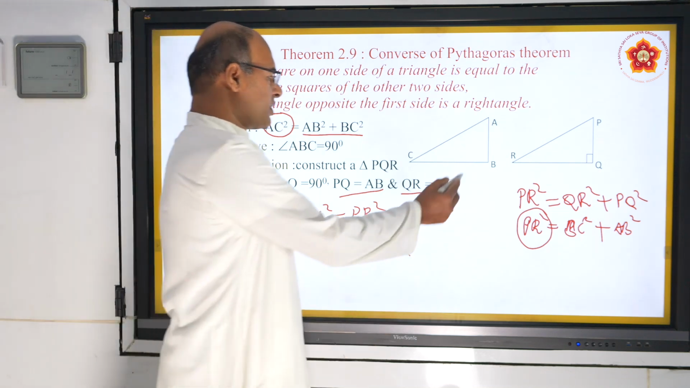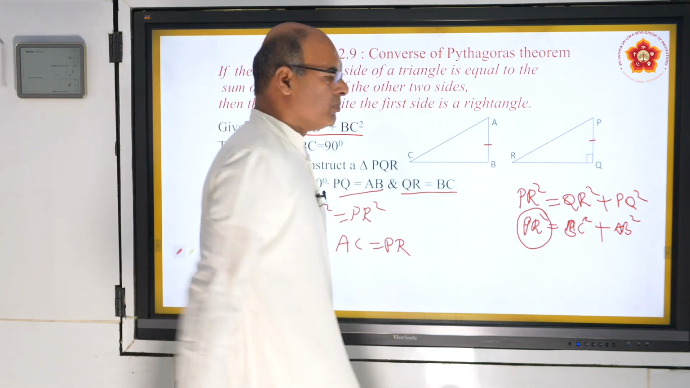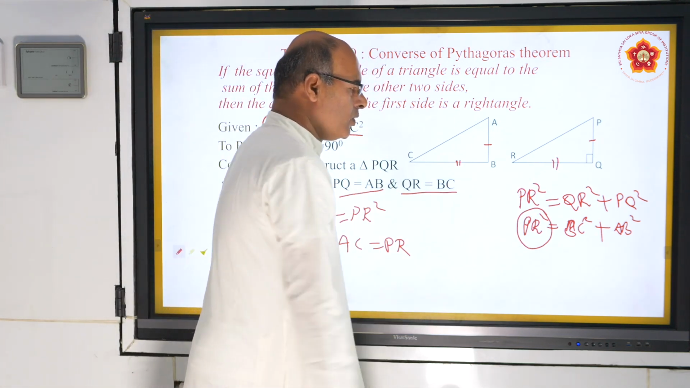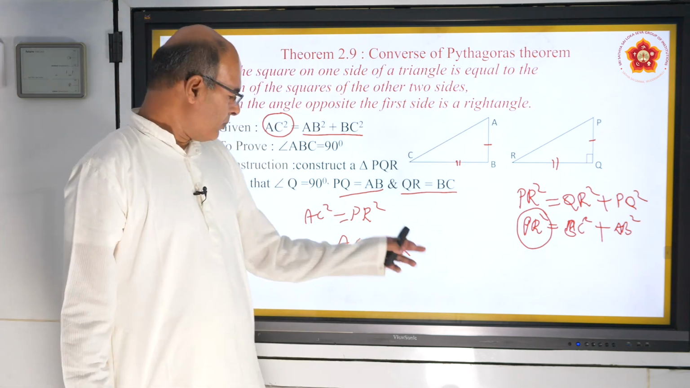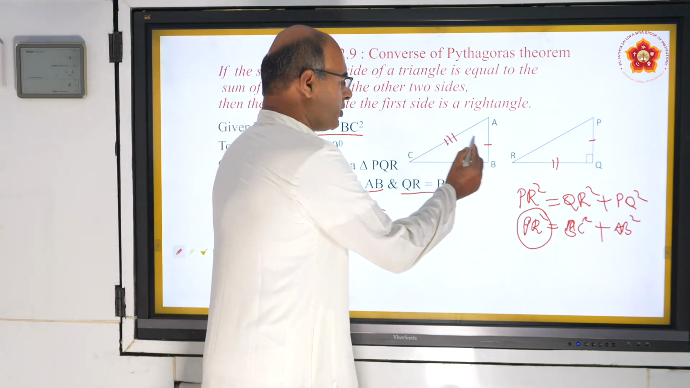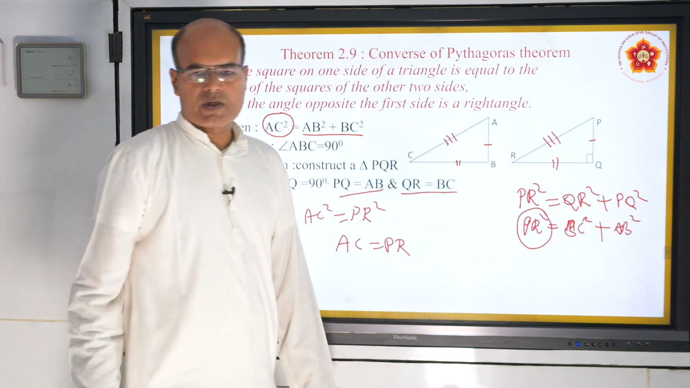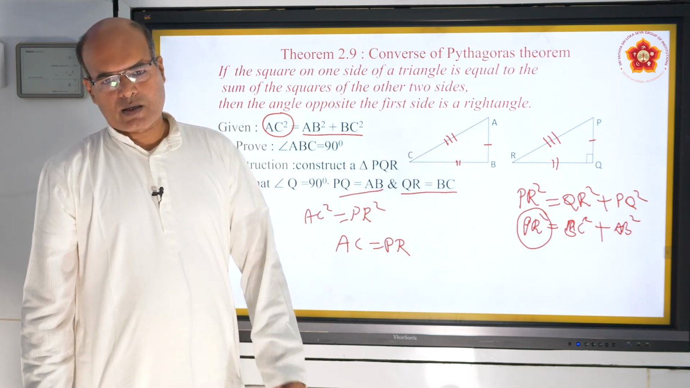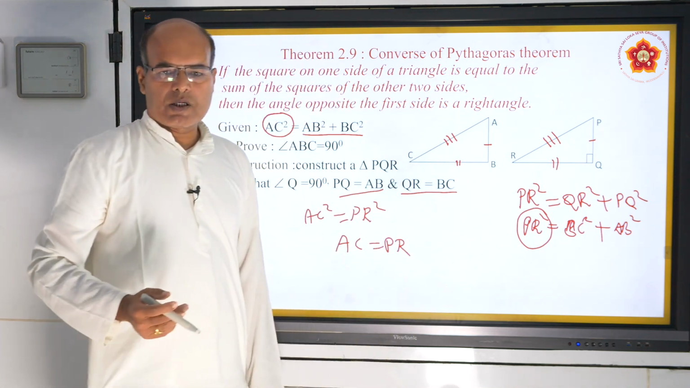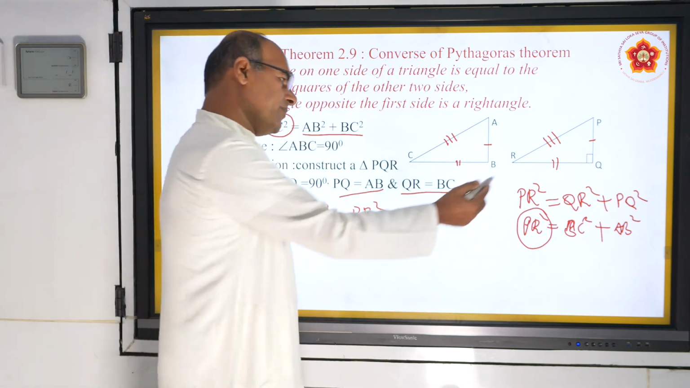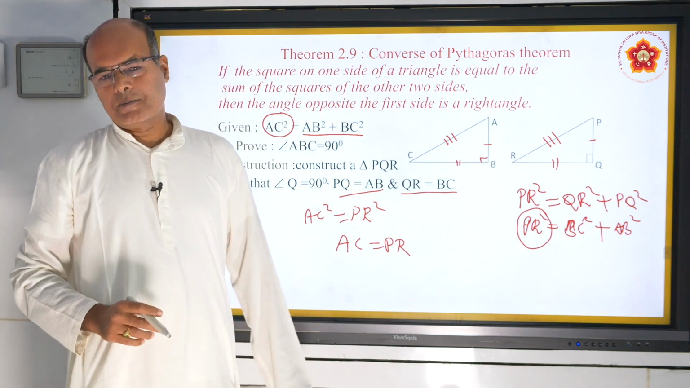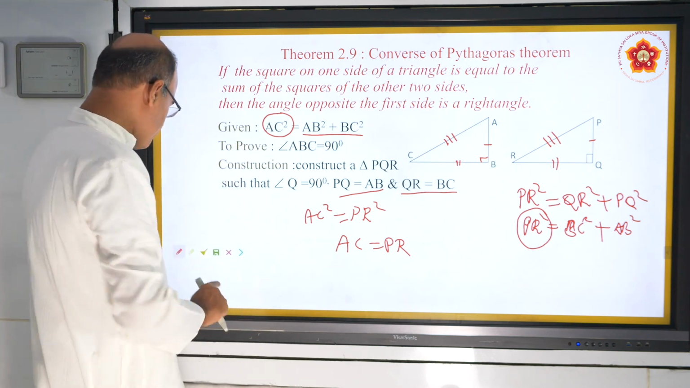According to our construction, AB is equal to PQ. According to our construction, BC is equal to RQ. Now we proved that AC is equal to PR. So that means these two triangles are congruent. Therefore, angle Q and angle B are equal by CPCT, corresponding parts of congruent triangles. Angle Q is 90 degree. Therefore, angle B must be 90 degree. So look at the steps again.